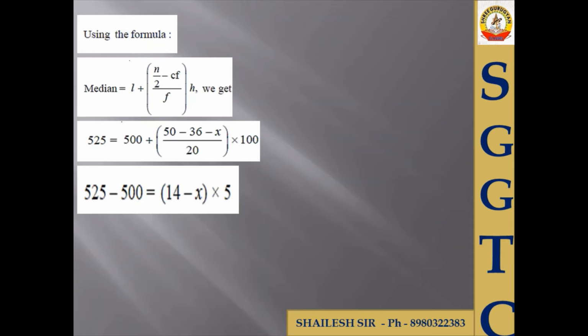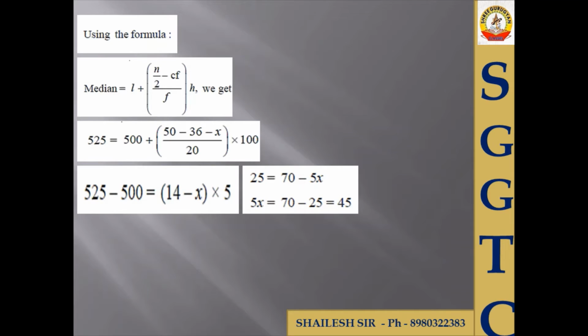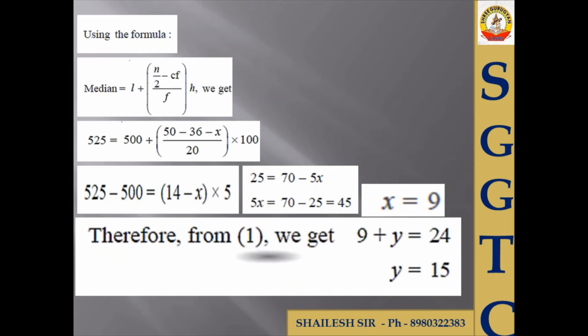So 525 minus 500 gives 25, and on the right side we get 45 minus x into 5, giving a little equation, and x is equal to 9. Students, I use this x equal to 9 in equation number 1 to find y. From equation 1 we get 9 plus y is equal to 24, so y is equal to 24 minus 9, which is 15. So the two missing values are found. This numerical is for 4 marks. Now I go to the next one.